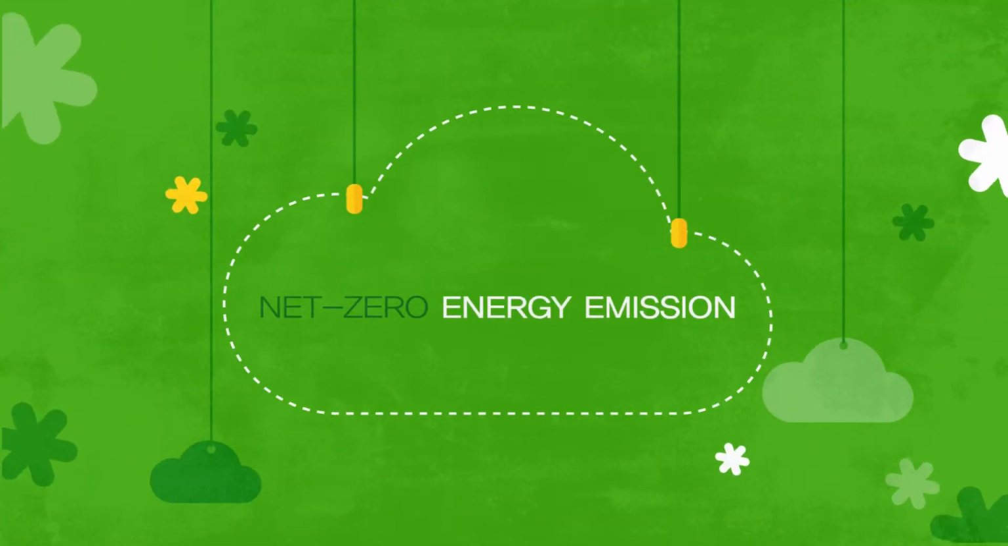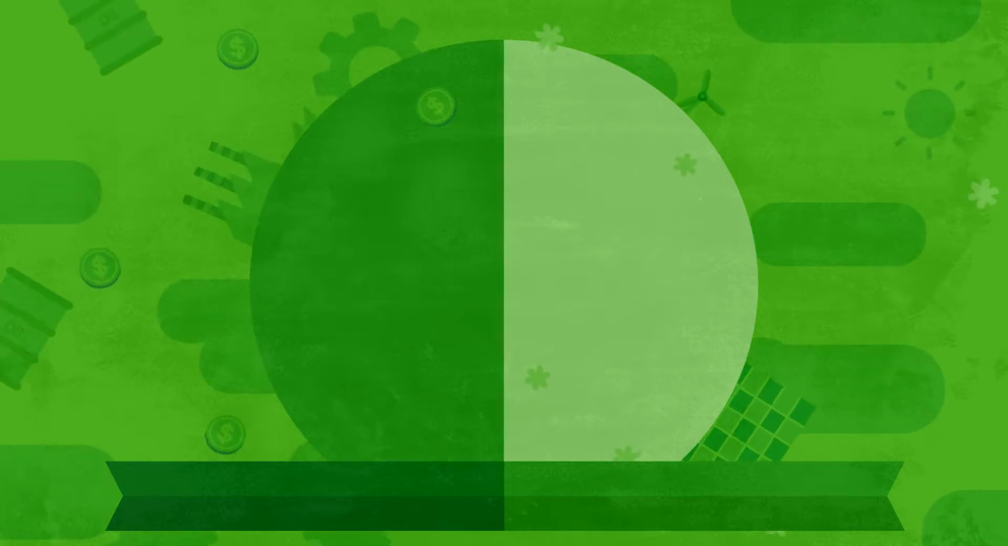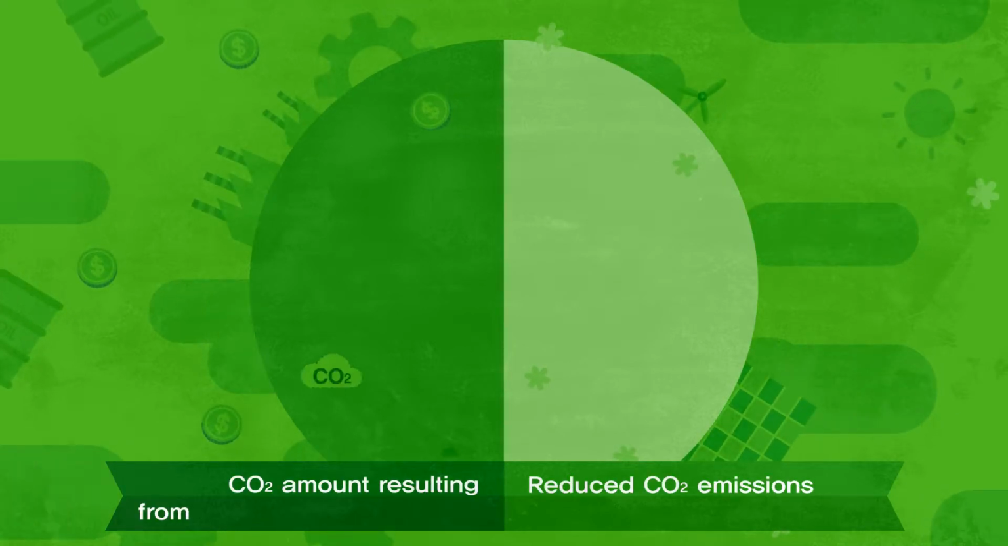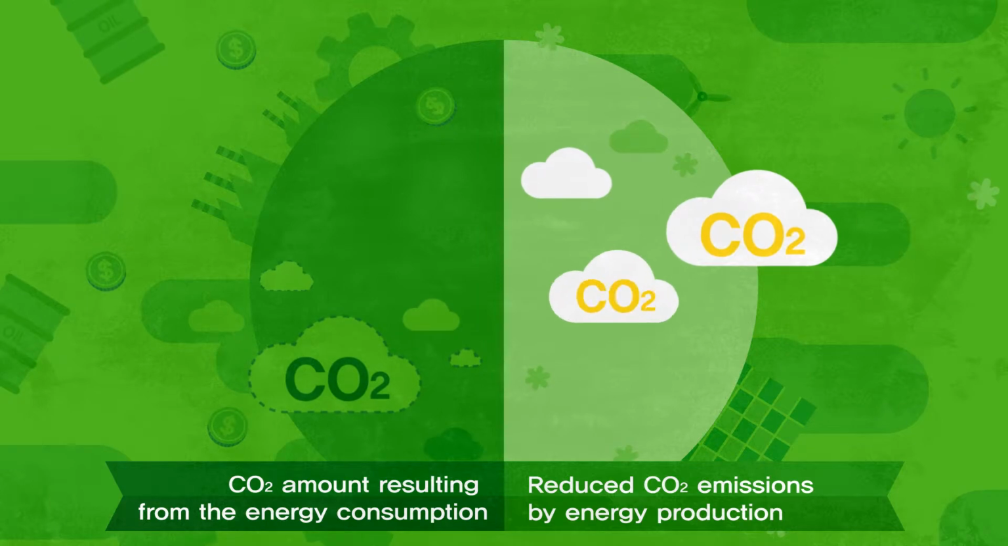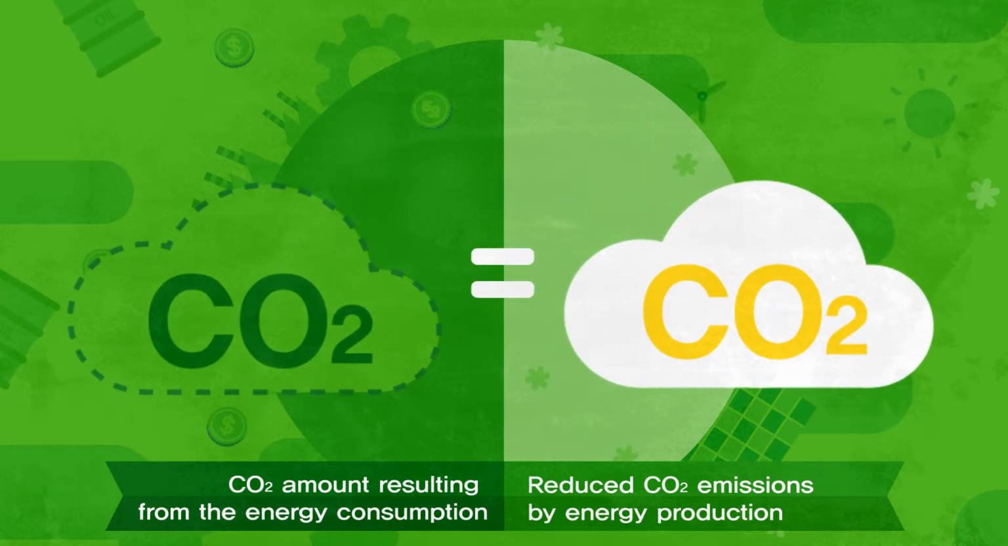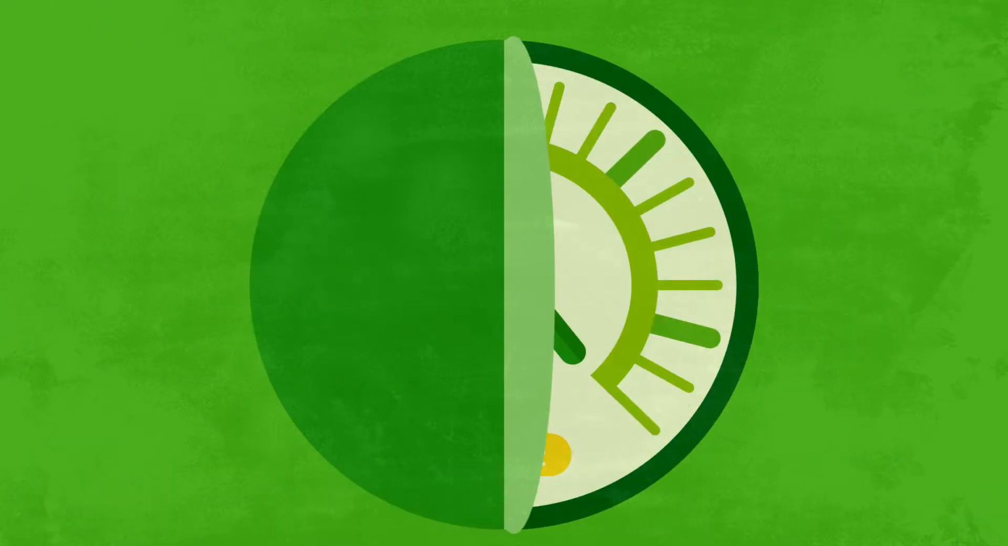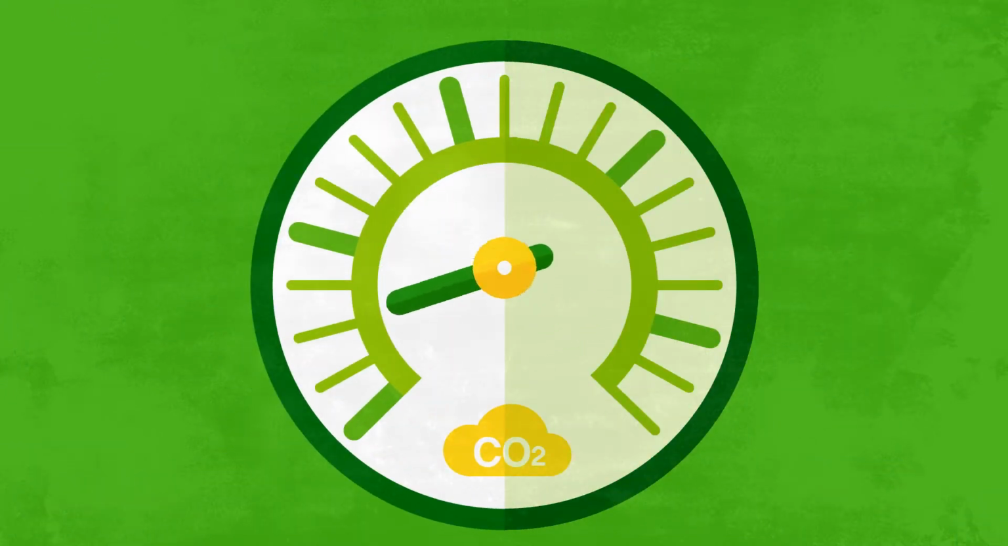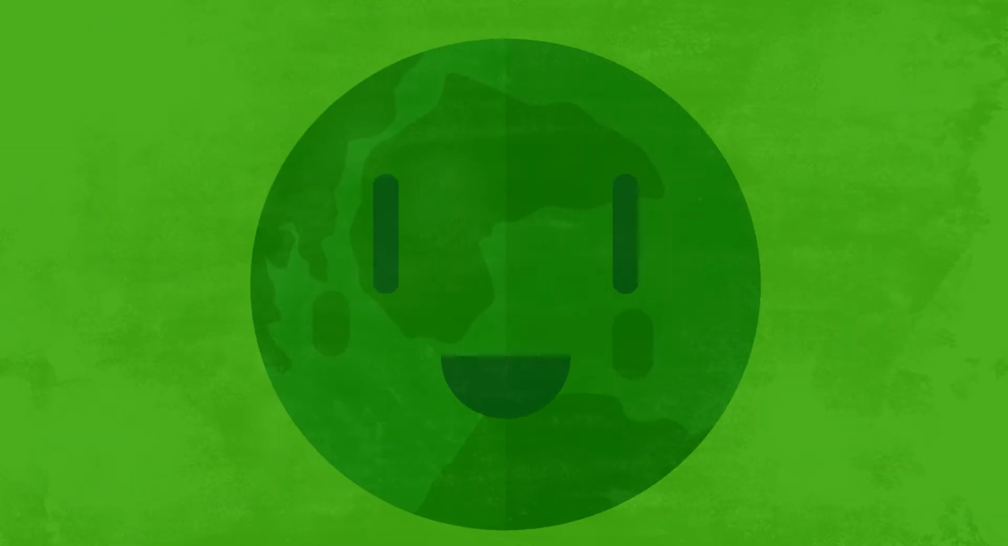A net zero energy emission building produces at least as much emission-free renewable energy as it uses from on-site and off-site emission or fossil fuel energy sources. If we save energy and produce energy through emission-free energy resources, we can help the Earth reduce carbon emission.